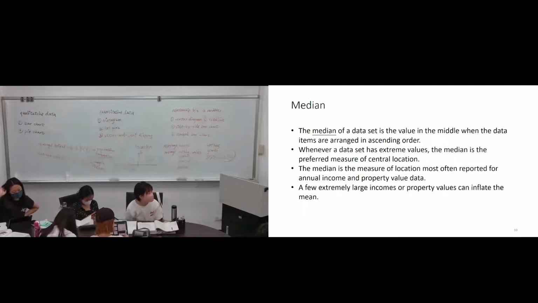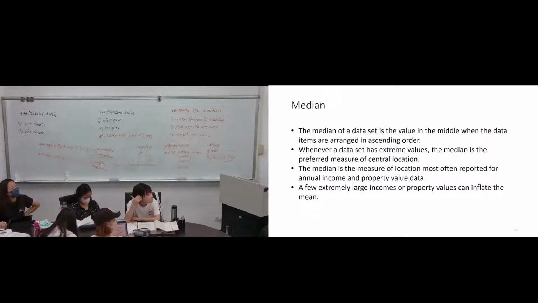And then let's see the second measure of location, median. Median, in a data set, usually is a value in the middle when the data items are arranged in ascending order. So after I collect data, I arrange them from the minimum value to the maximum. That's the ascending order. And then I find the value in the central location, in the middle. That's the median.